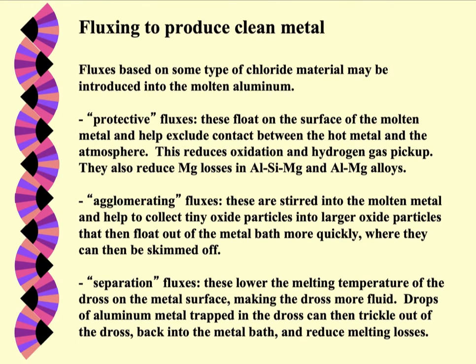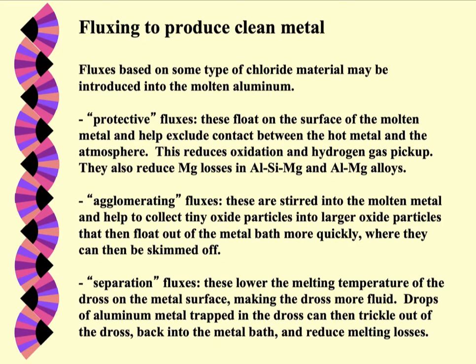Okay, so agglomerating fluxes are nice because you stir them in, and if there's little oxides in there, it sticks them all together so that they can either float up or sink to the bottom. Usually they float to the surface. Then you can skim them off. A lot of times the oxides, as you know from looking at the Campbell material, neither float nor sink. They float around the middle of the metal. So we want to try to agglomerate those together if possible.